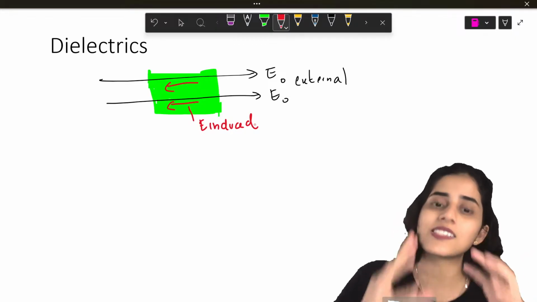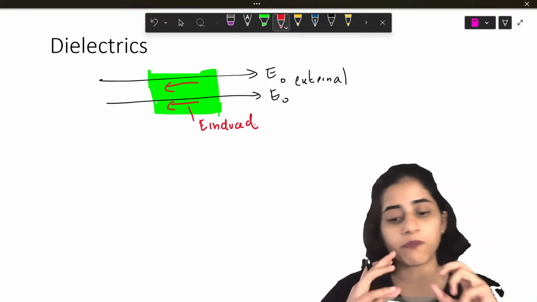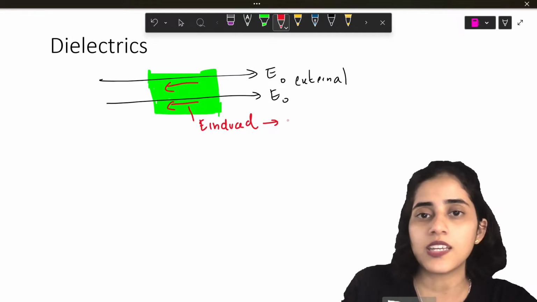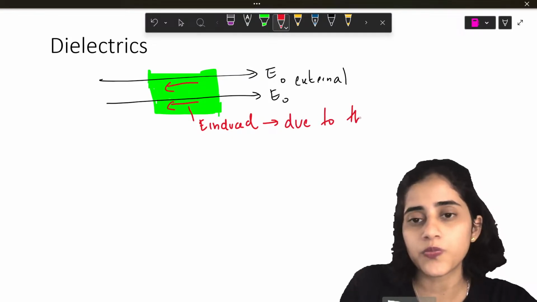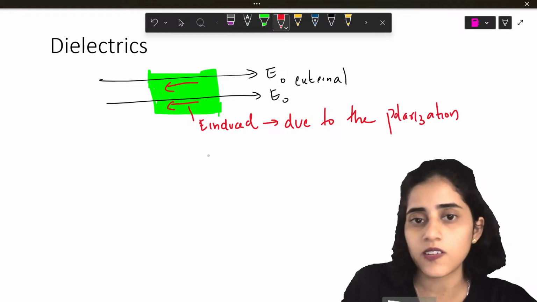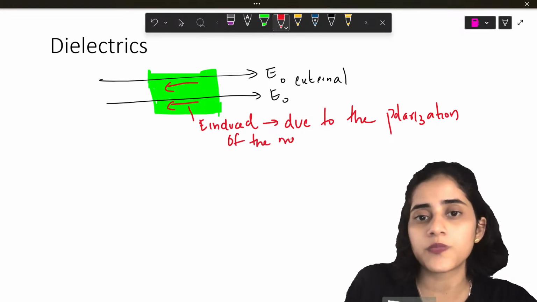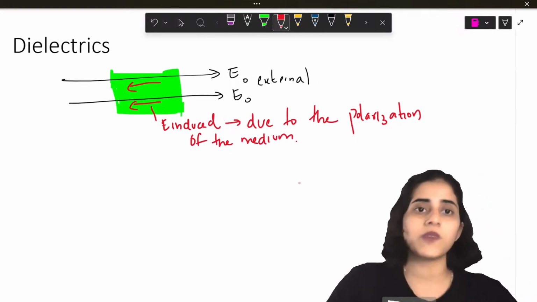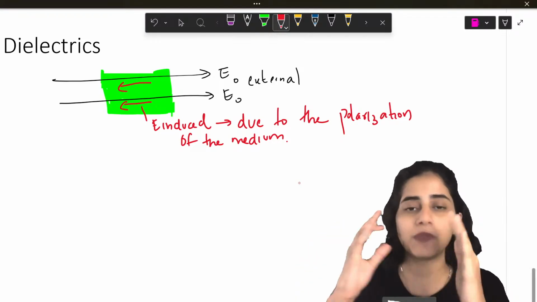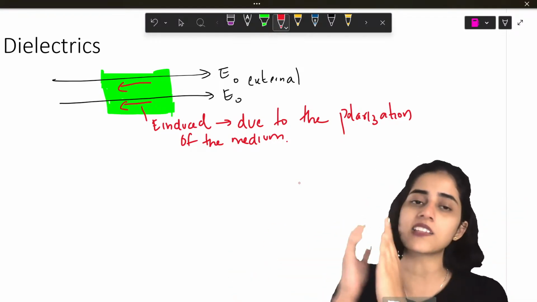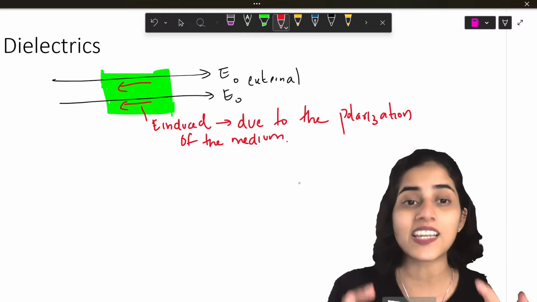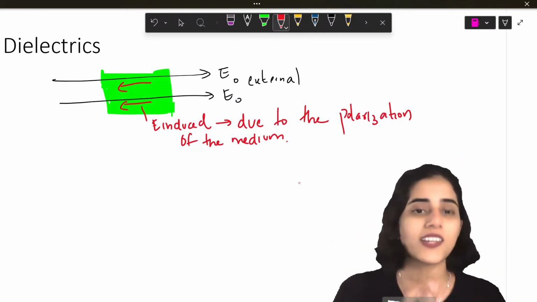This induced electric field is due to the polarization of the medium. It's a property of the medium. So think of a dielectric as simply a medium, wood, glass, air, whatever. You apply an external electric field. Because of the external electric field, it produces an internal induced electric field in the opposite direction. And that internal induced electric field is due to the polarization of the medium.